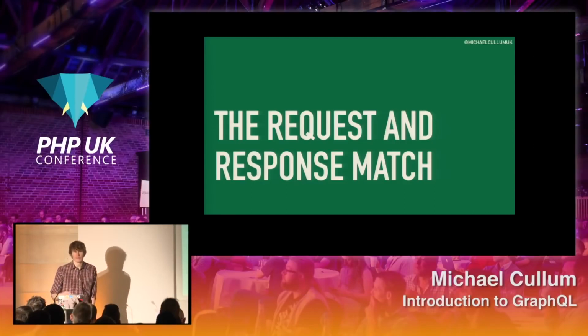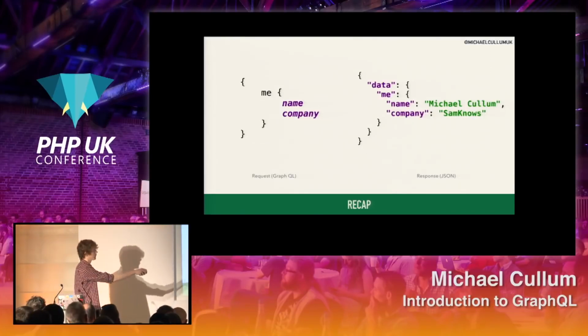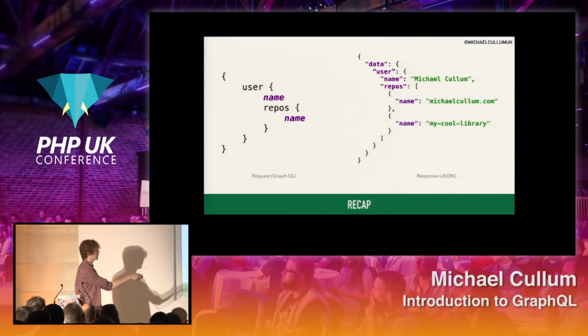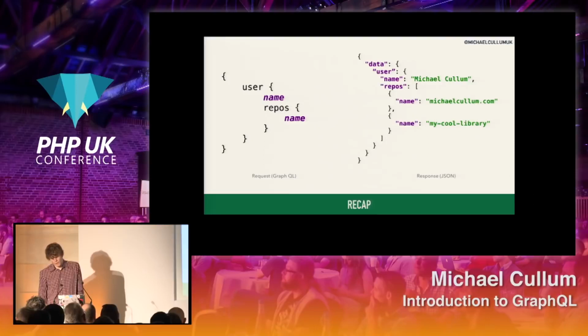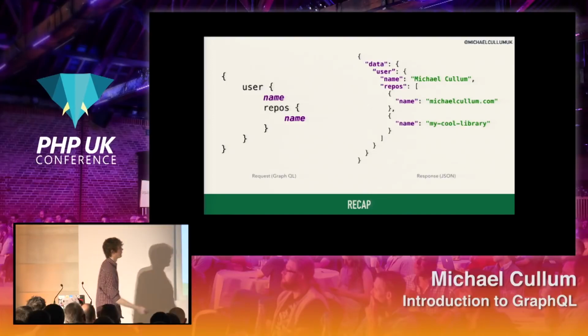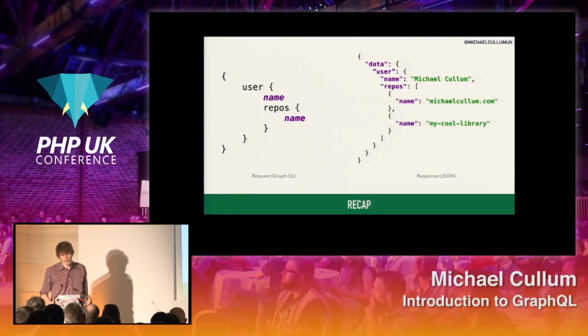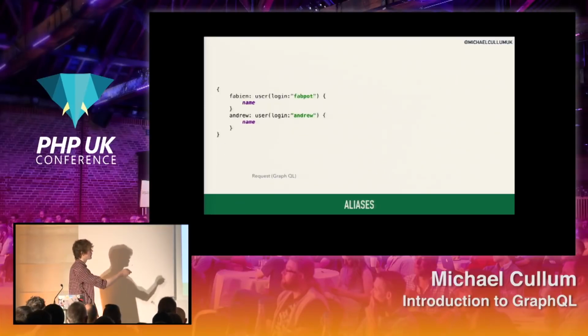Something I've talked about a lot is that the request and the response match each other. If they always match each other, like this, we've got me, got company, name company, and then again here we've got user, name, repos, all the structure matches. What happens when I want to get more than one user? Because here I've got user, and then I've got myself. But let's say I want to get the data on two users. I want to get the data on the two most popular users on GitHub, or with highest number of contributions. Now that's Fabian and Andrew. I don't know who this Andrew guy is, but Fabian, I expect most of you do know.